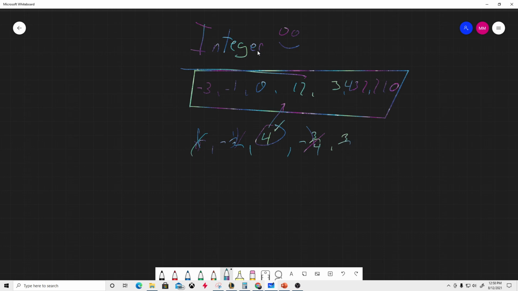And then what about 3/4? Nope, not an integer. So that's a pretty quick lesson on integers. Just know that integers just don't have fractions, right? They're the whole numbers, negative infinity through infinity.